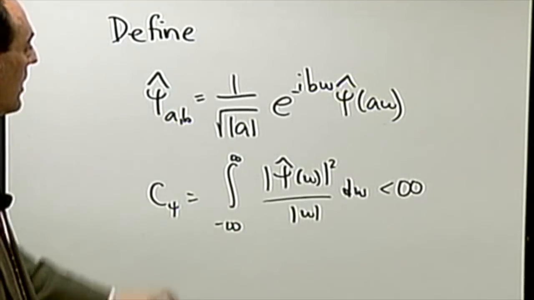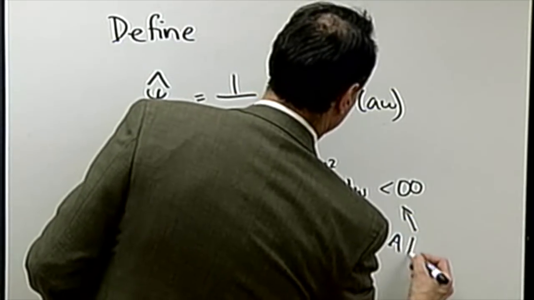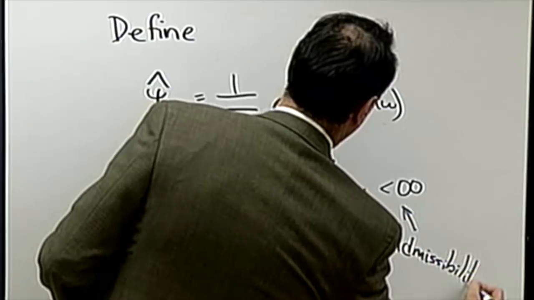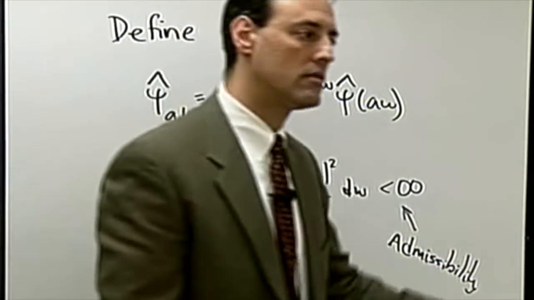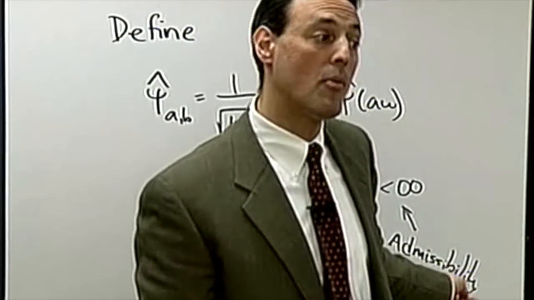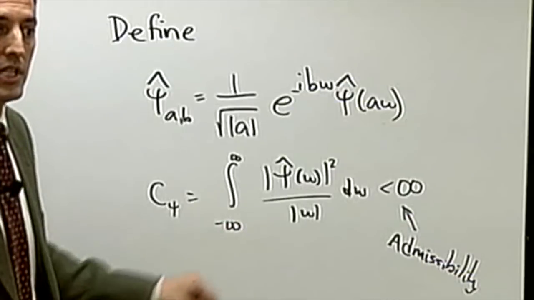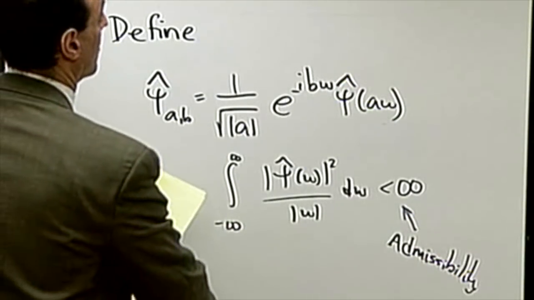So admissibility is this condition right here. So whenever I define a wavelet, or if you make up a wavelet, that condition has to be satisfied. Once that's satisfied, then the definition of the continuous wavelet transform holds.